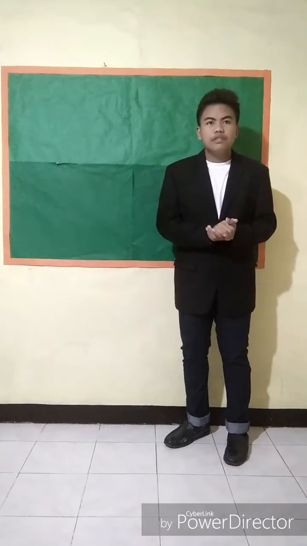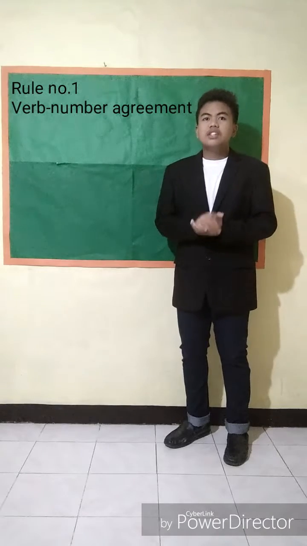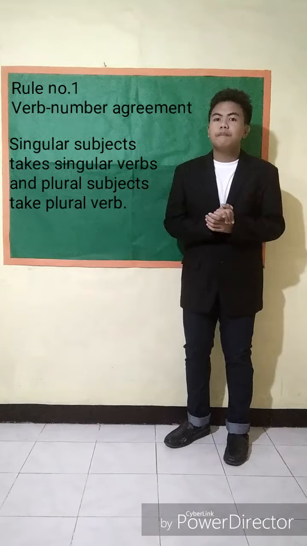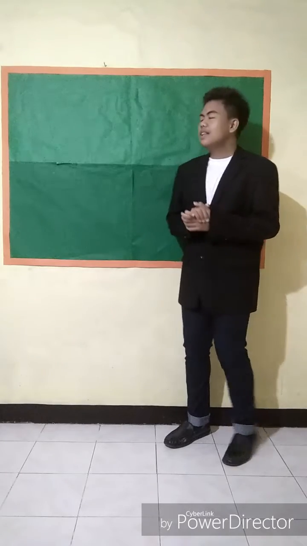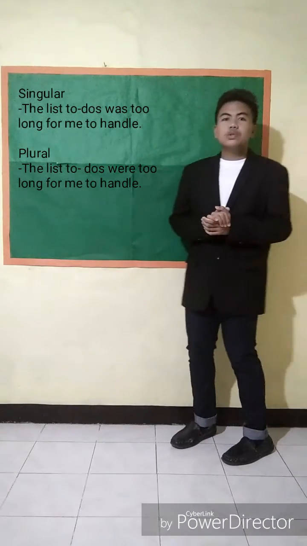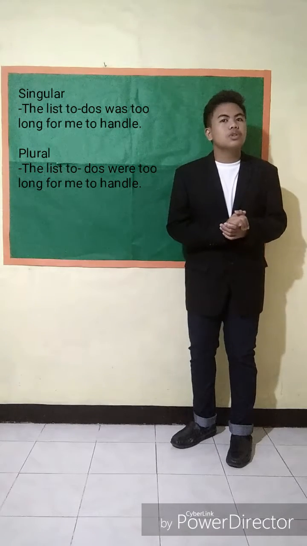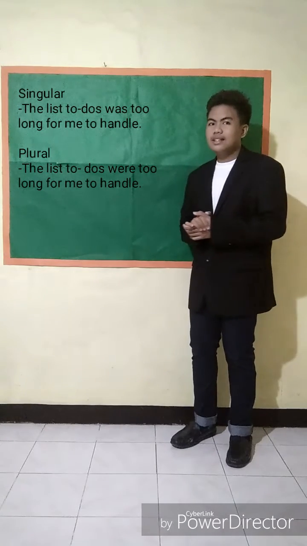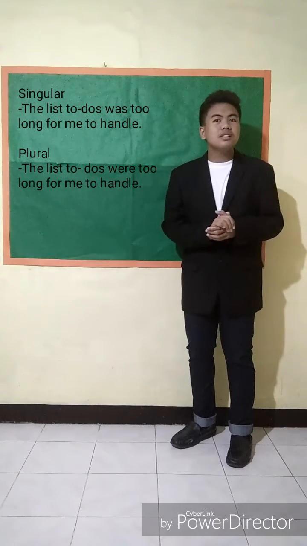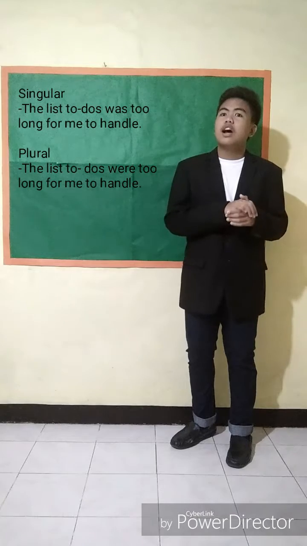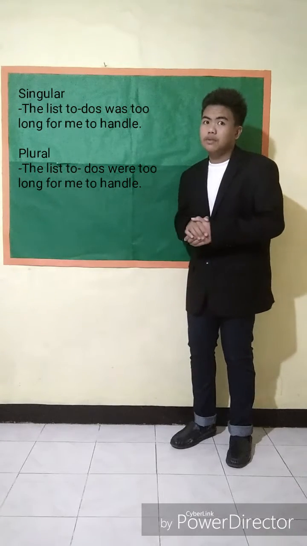The first, verb-number agreement. Singular subjects take singular verbs and plural subjects take plural verbs. Example, the list of those was too long for me to handle. Another one, the list of those were too long for me to handle. The first one has a singular subject and a singular verb, and the other has a plural subject and a plural verb.